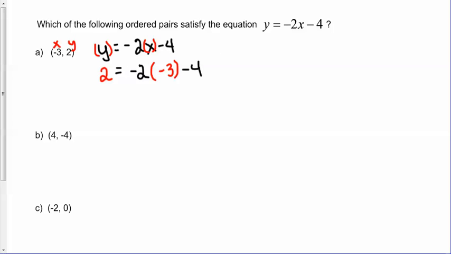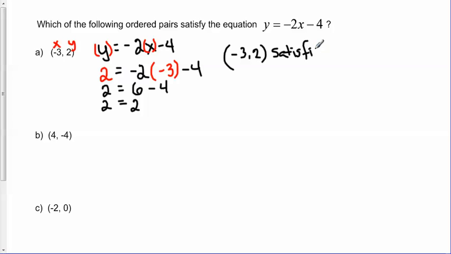Now we're going to simplify and see if we have a true equation. So the left side is just 2 equals. Over here we follow order of operations. We do the multiplying first. Negative 2 times negative 3 is positive 6 minus 4. And so the left side is still 2 equals, and 6 minus 4, sure enough, that equals 2. So that satisfies the equation. So does this satisfy the equation? Yeah, so negative 3, 2 satisfies the equation.